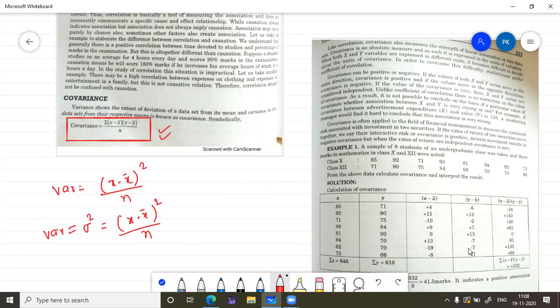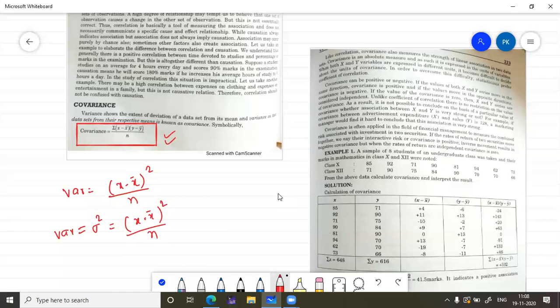And we again have properties for the covariance. It can be positive or negative. If both the data sets move in the same direction, then covariance is positive. If the values are moving in the opposite direction, then covariance is negative. And if the value of covariance is 0, then we say that the series are independent of each other. Now in the problem, we will see how we can evaluate the covariance between the data.